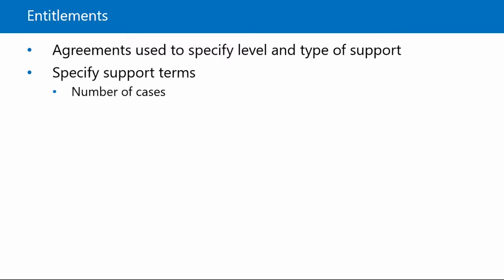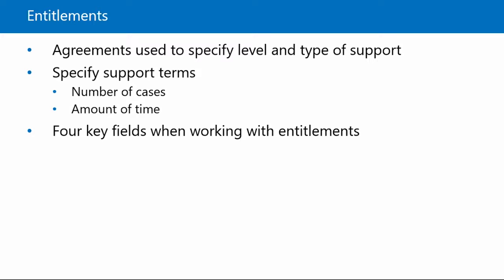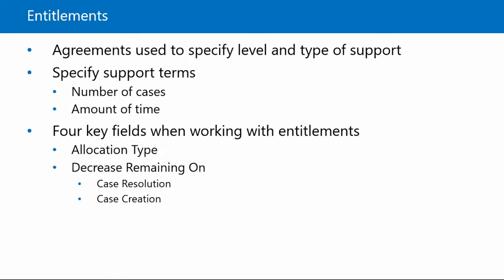Now, there are 4 key fields that are really important to understand as it relates to how entitlements are managed. The first is allocation type. The allocation type determines if the entitlement is based on the number of cases or hours consumed by the customer. The next is decrease remaining on. Here, you tell the system in what situation you want to decrease the allotments. Is it based upon case resolution, where the total number of entitlement terms is decreased when a case is closed, or case creation, where the number of entitlement terms is decreased when a case is created.